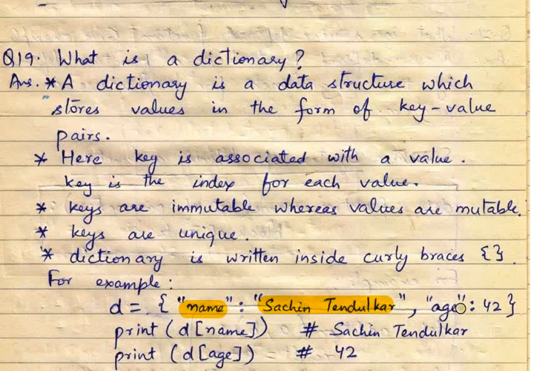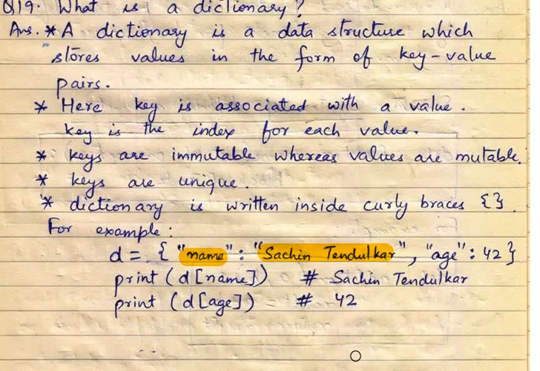This is a key, colon. Because I am giving an integer value, no double quotes are used and I am giving the value as 42. So when I am printing D name, meaning whatever value is associated with the name key in the dictionary D, it would print Sachin Tendulkar. And if I write print D age, what is the value of the age key inside the dictionary D? It would print 42. So these are the things that you have to know about dictionary.